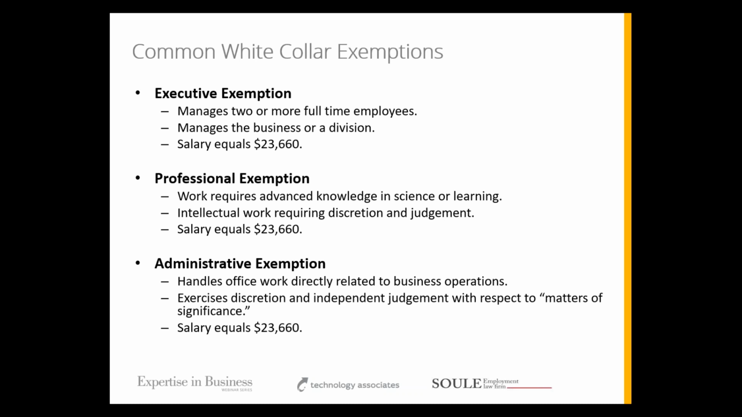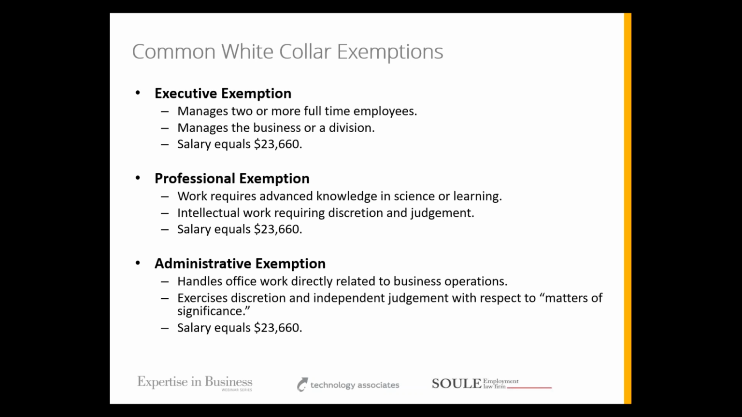The second bullet is the professional exemption. And again, typically there is a salary requirement, the same amount, $23,660. Generally, the professional exemption is going to apply to folks like myself: doctors, lawyers, some nurses, engineers. These are folks who went to school for a significant period of time, and you have hired them essentially for their intellectual work. In addition, these folks have to have some amount of discretion and judgment in terms of making decisions that impact your business.